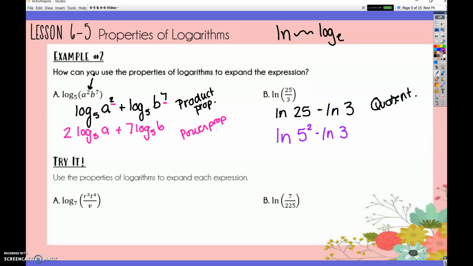But now I'm going to use that power property, and I'm going to let this power come down front. So I'd have 2 natural log of 5 minus natural log of 3. Again, it might be a little confusing because normally you might be okay with just this 25 here. And this isn't wrong. That does properly express the quotient property there. But if you can rewrite this as a power, we can even drag it out more, you might say. So you may want to try these try-its and look at the answer key from your teacher's website.